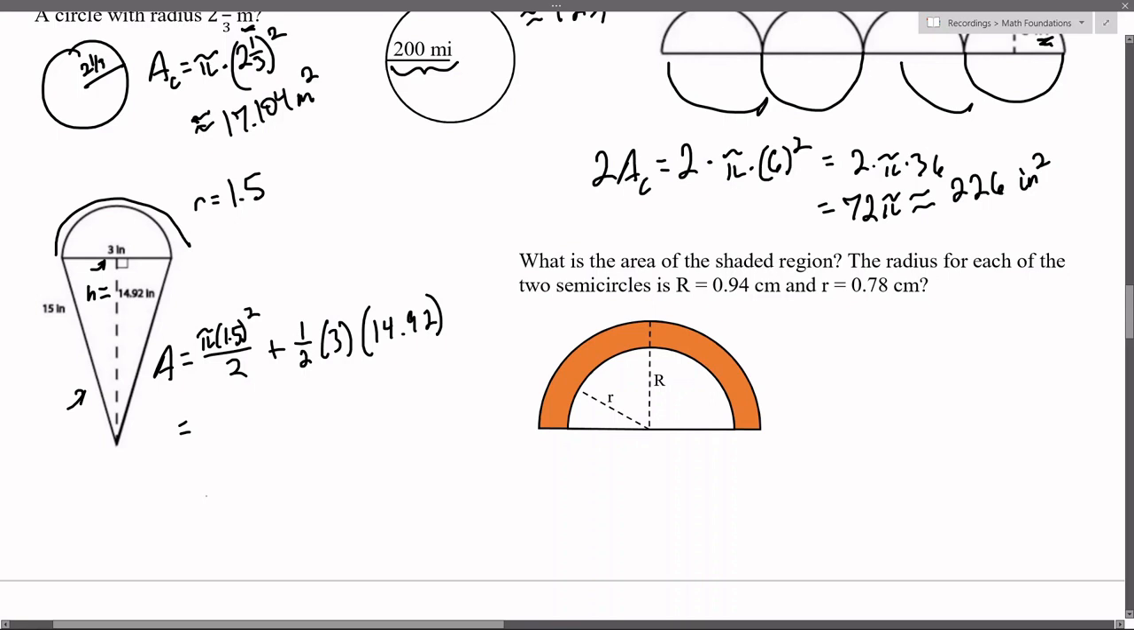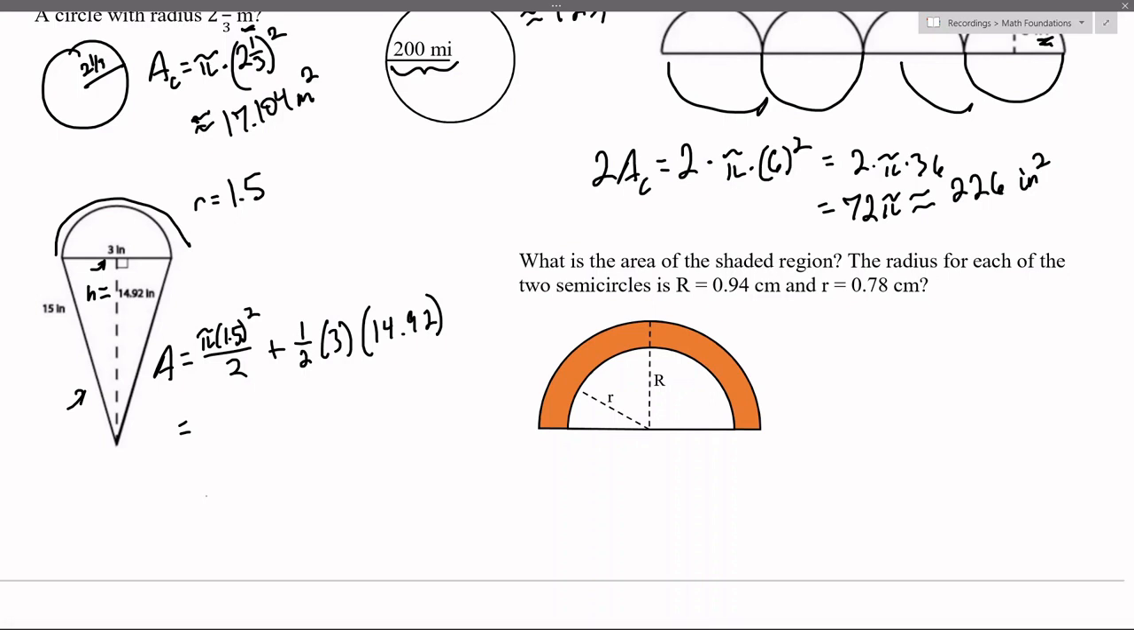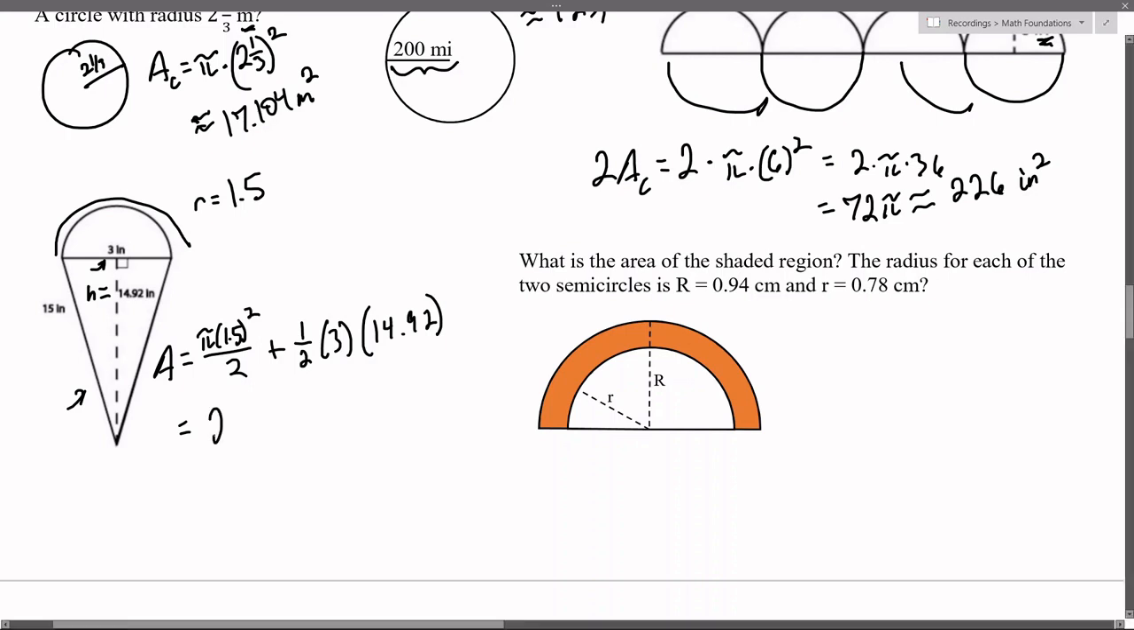Okay. Order of operations, of course, works, or you can just type it all into a scientific calculator, and that'll get you what you need. 25.9143, if we run it to 4 places. And this is in inches squared, since our measurements were in inches.